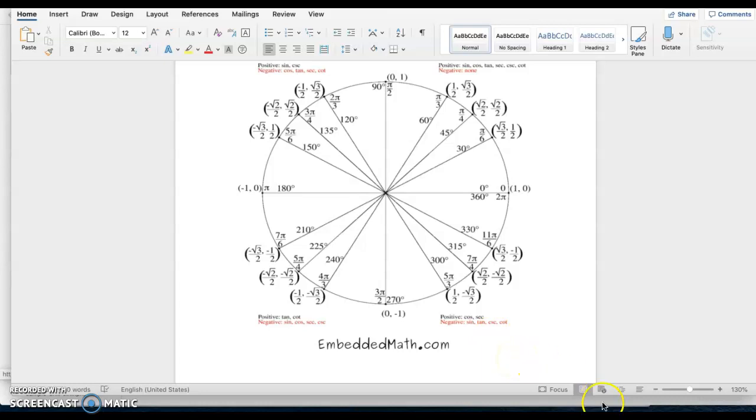Okay, so I'm going to stop this video here. I'm going to make one more video and explain how we now use the unit circle to evaluate trig functions.